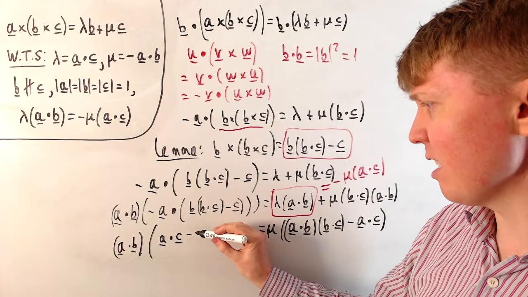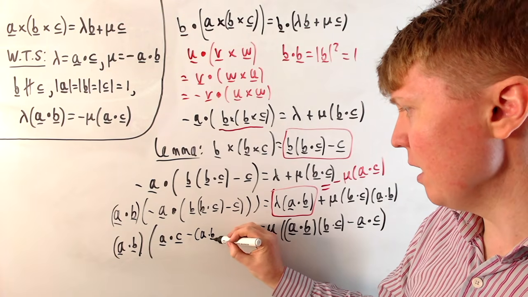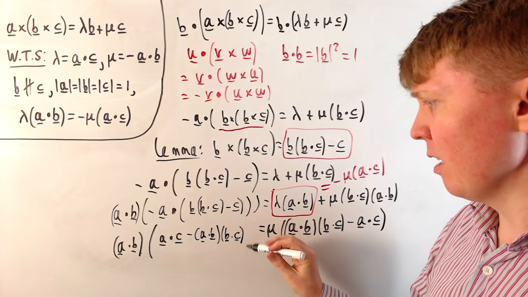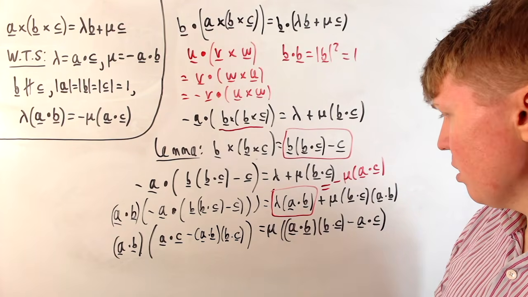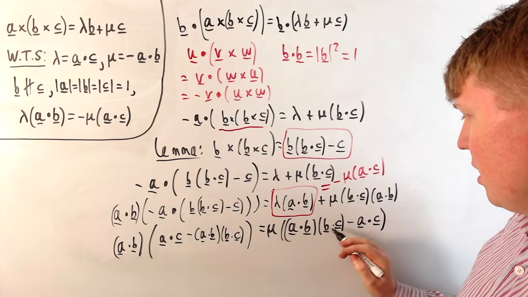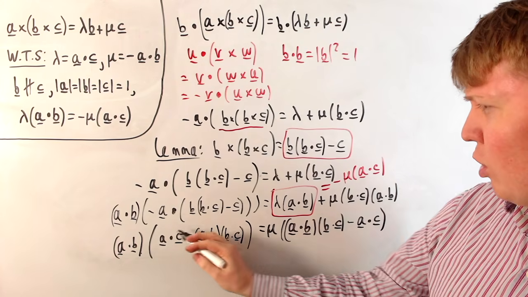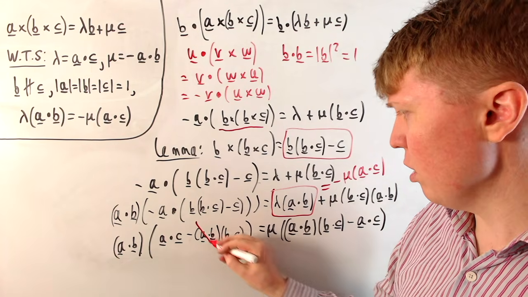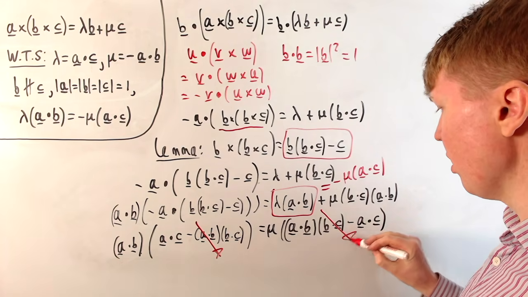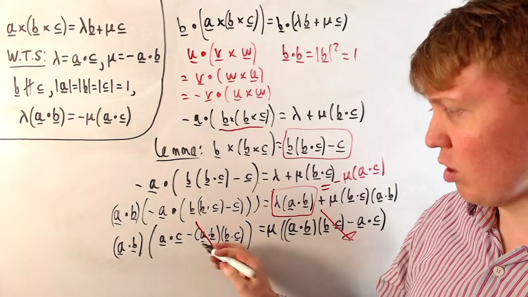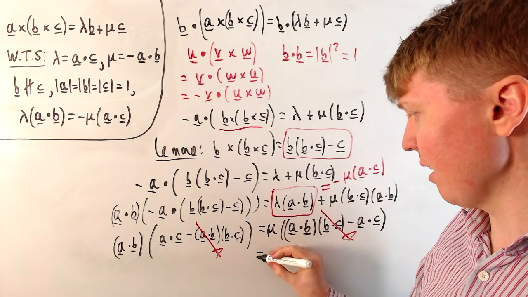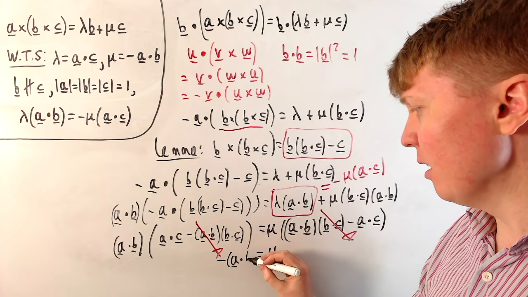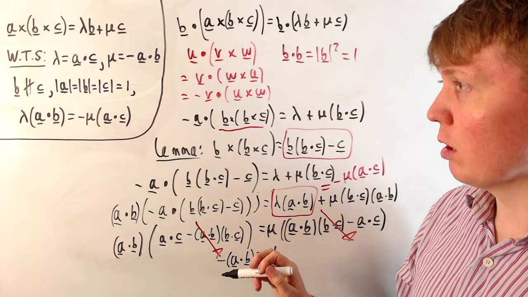So we end up with negative A dot B multiplied by B dot C. Then this turns out to be really nice, because you see here A dot B, B dot C minus A dot C, then we've effectively got just the negative of this, haven't we? Now, these two terms would actually cancel with each other in a certain case, and then we just get a negative 1 on the left-hand side. So we'd get mu is equal to negative A dot B, which is exactly what we're trying to show here.